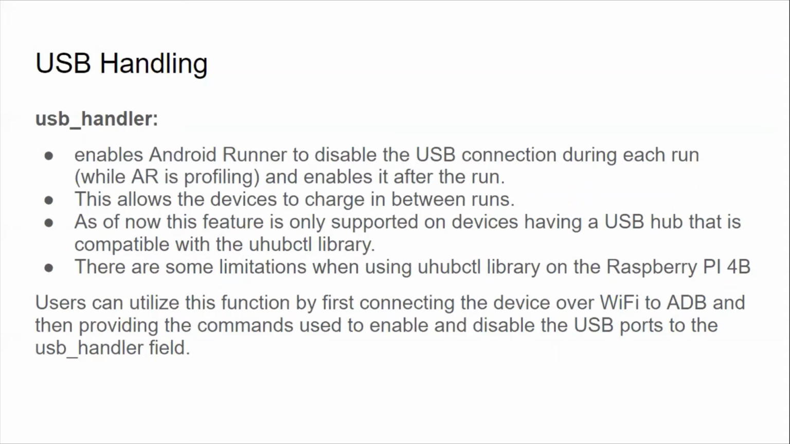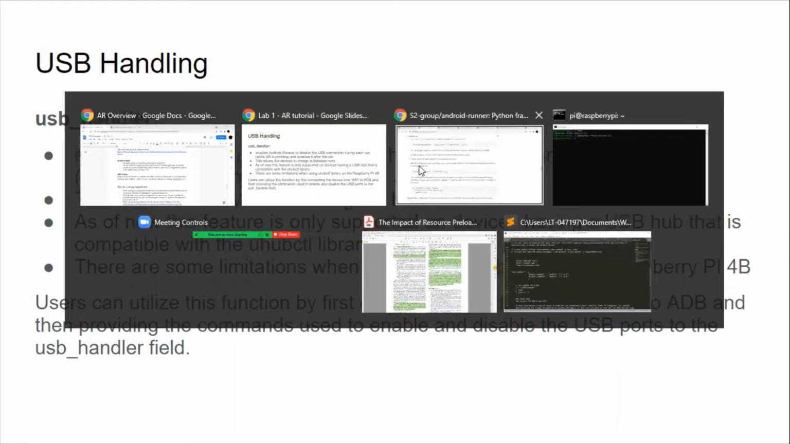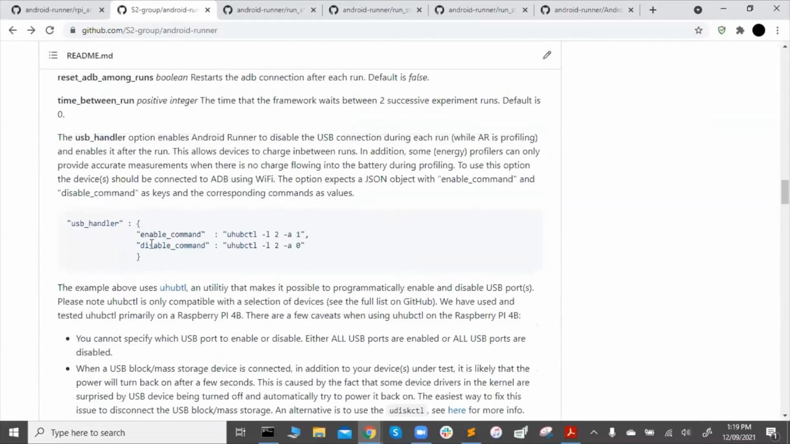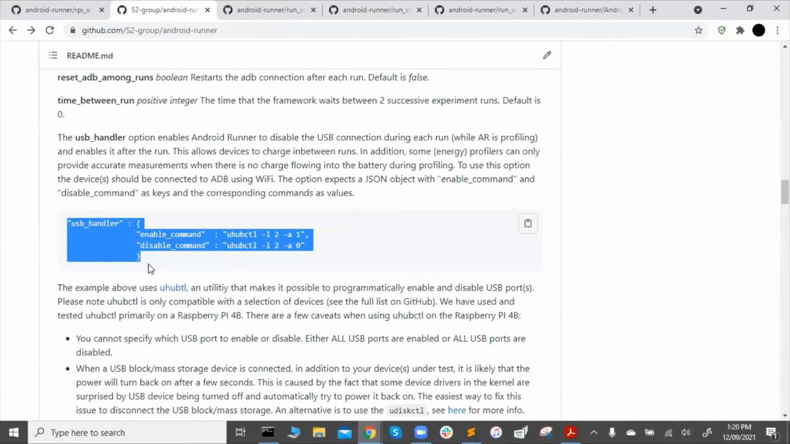To use this feature, users first connect the device over Wi-Fi to ADB, and then provide the commands used to enable and disable the USB ports to the USB handler field in the Android Runner configuration.json file. So here, if we go back, as you can see, all you need to do is use this condition and the values in your config.json file.